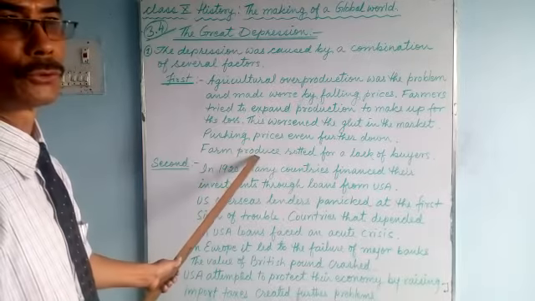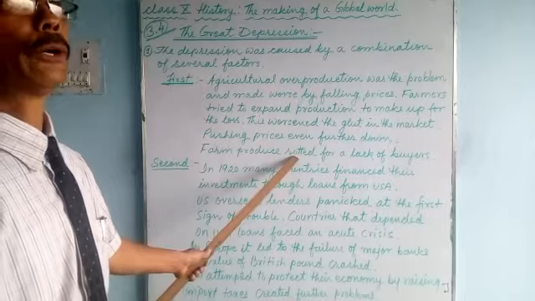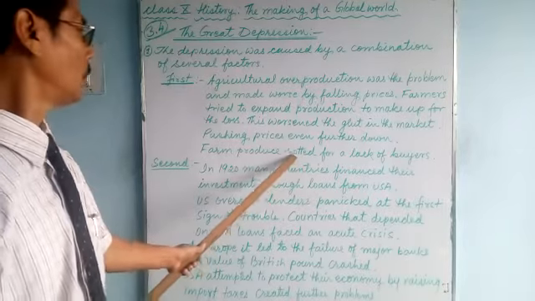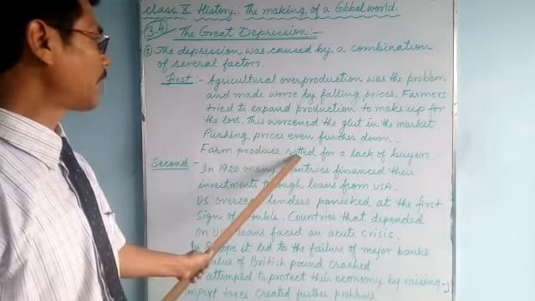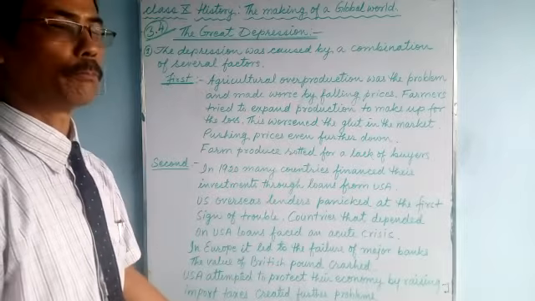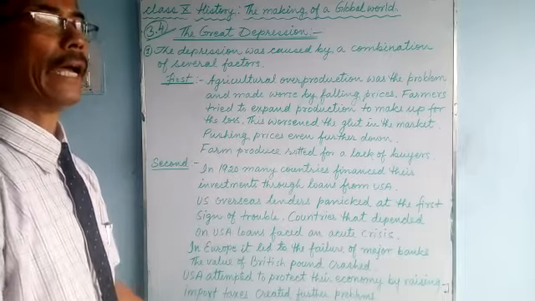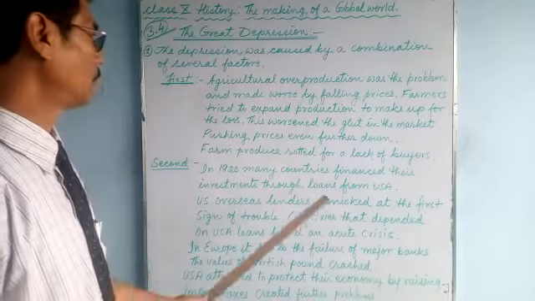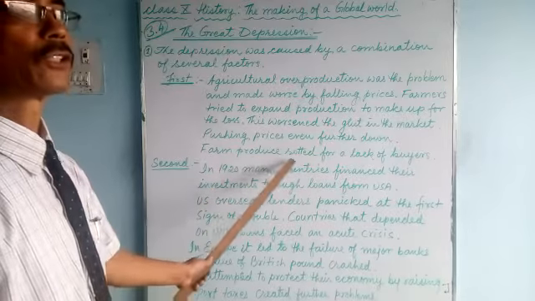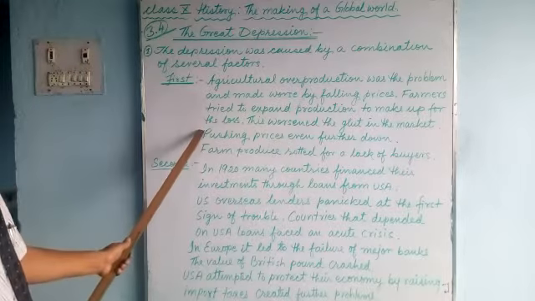Farm produce, food grains rotted everywhere, in the godowns, in the shops, in the harbor. Farm produce rotted for a lack of buyers. There were no buyers. Nobody wanted to buy food grains because it was so cheap. Everyone had it. So due to lack of buyers, food grains rotted everywhere. This is the first cause, overproduction.